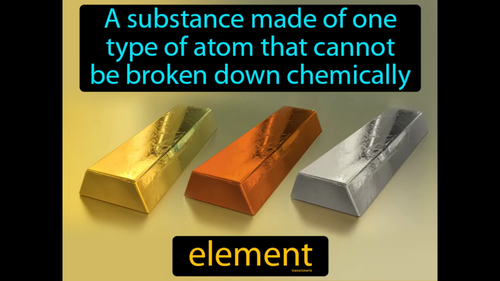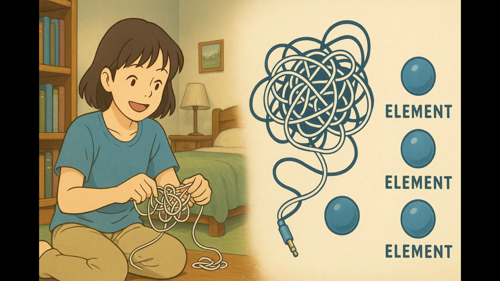A substance made of one type of atom that cannot be broken down chemically. An element is a basic building block of matter with unique properties. Imagine you're trying to untangle a pair of headphones that have become hopelessly knotted.